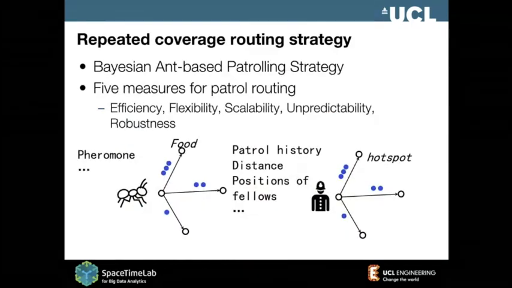So this paper is there. He used what is called a Bayesian-based patrol strategy. It's a multi-objective optimization. We want the patrolling to be efficient and flexible, meaning you can have more staff or fewer staff, and it's scalable.